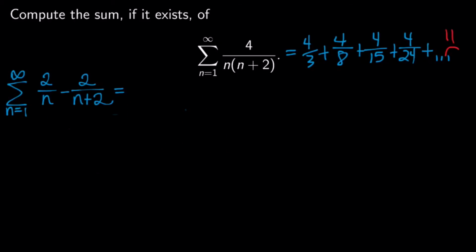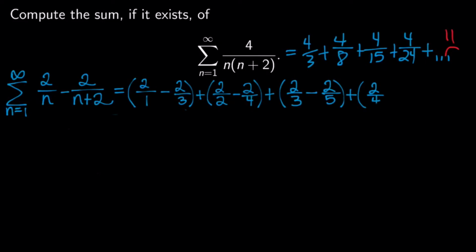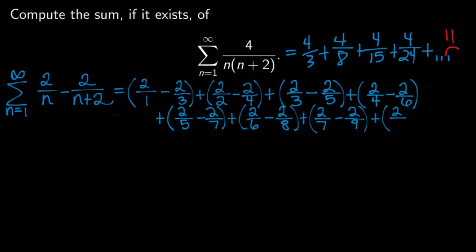So what comes next? Here's my series. And instead of the original problem, I've written my new fancy pretty expression for it. And now what I'm going to do is write out a whole mess of terms. I'm substituting n equals 1, n equals 2, 3, 4, 5, 6, 7, and 8. It keeps going forever, right? It's a series. What do you see?